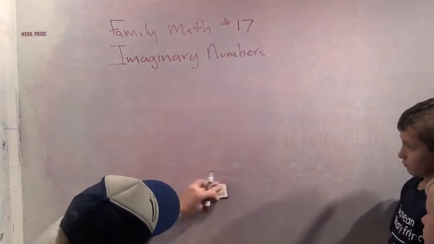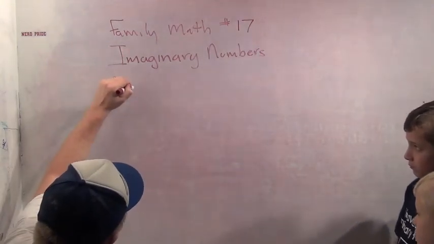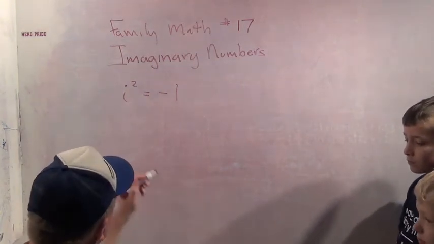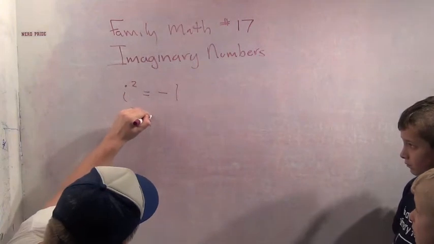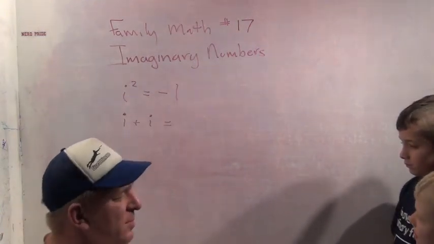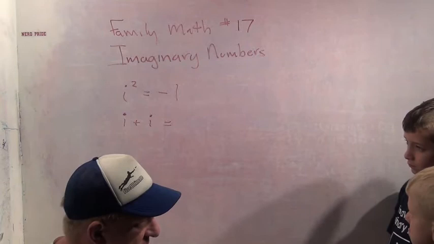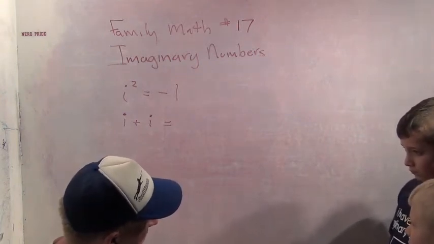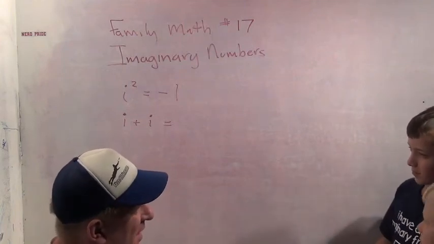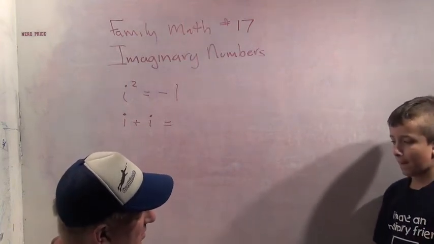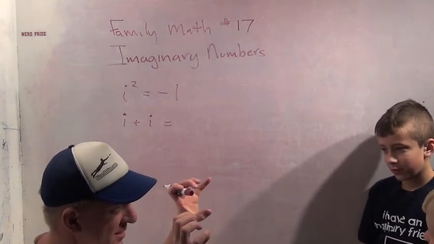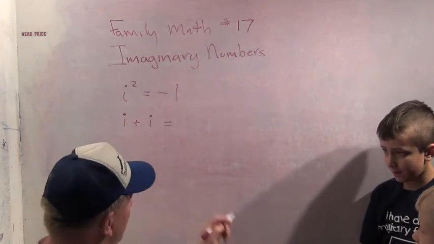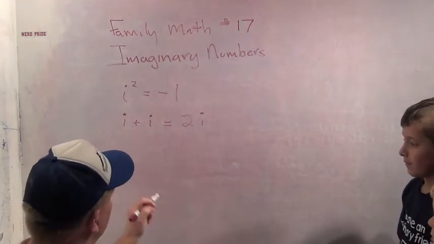First thing I just want to show you, remember, i squared equals -1. That's the only thing we know. What do you think i plus i equals? What would make sense for i plus i to equal? What happens when I take one apple and I add another apple? What do I get? 2 apples. So what do you think I get when I take i plus i? 2i. So it just adds together like anything else.